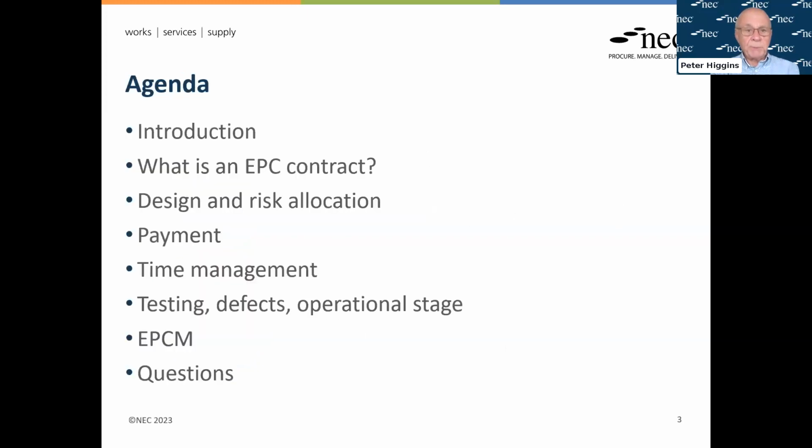Now, the agenda, the topics we're going to cover. A little bit of introduction, which is what we're doing now. Shai will then talk about EPC contracts: what is an EPC contract, and how it works with NEC. I'll deal with the design and risk allocation under the NEC contract and how that works with EPC. Shai will then deal with payment and I'll cover time management. We'll then deal with testing and defects and the operational stage under NEC. And Shai will explain the approach on EPCM, a little bit of late stage involvement after the work is complete. We should leave about 20 minutes for questions, I think.